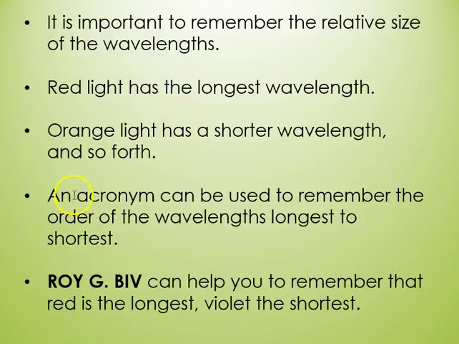So one of the ways the text suggests is an acronym that can be used to remember the order. Roy G. Biv can help you to remember that red is the longest and violet the shortest. Red, orange, yellow, green, blue, indigo, and violet. So if you put red on the left side, then violet will be on the right side. Red will be longer, violet will be shorter.